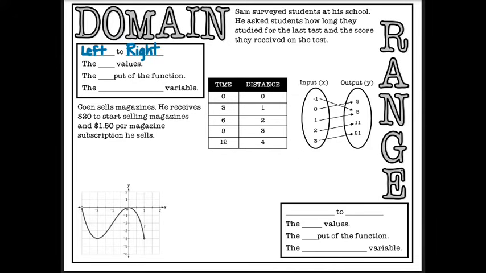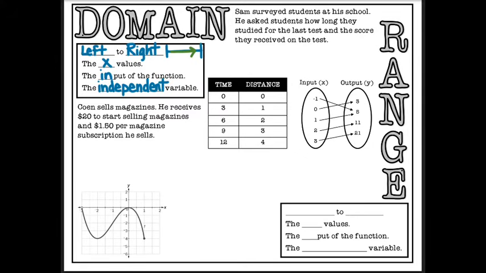Domain is from left to right on a graph, and we always want to start from the left to the right. We're talking about the x values. We want to go from the smallest x value to the largest x value. Okay, so the x's are in general the input of the function, and they are called the independent variable.